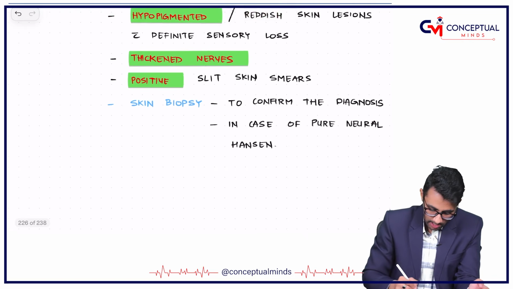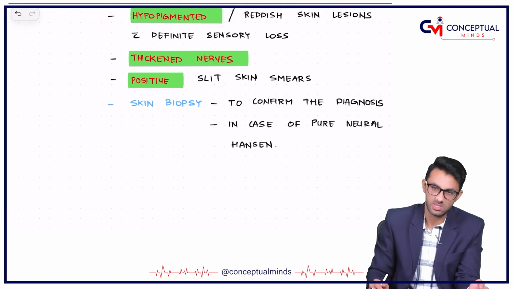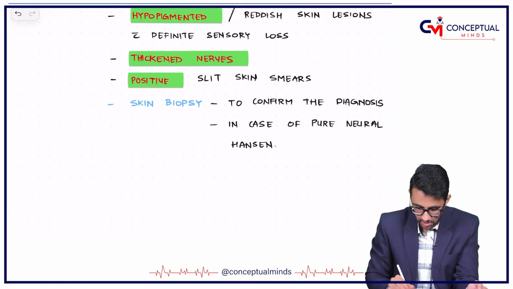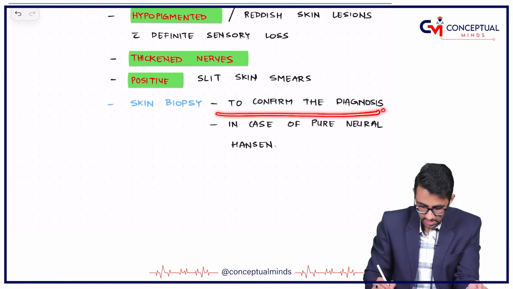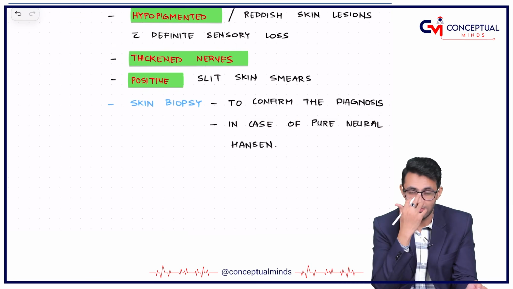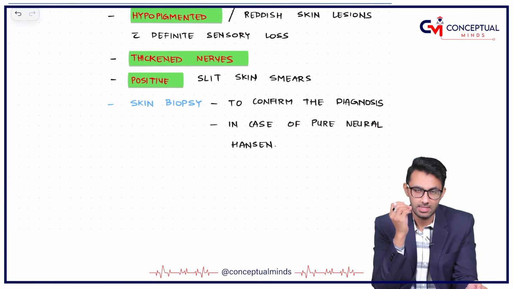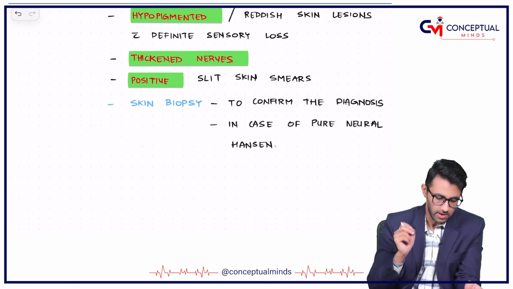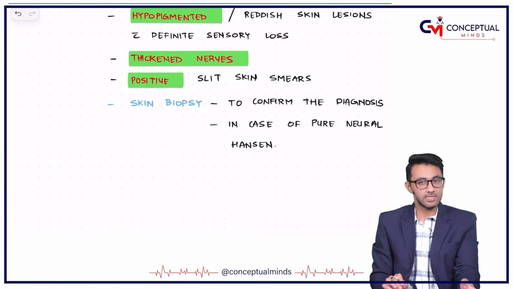And how can you comment about the skin biopsy? Yes, definitely we have to take biopsy to confirm the diagnosis. Yes, in case of pure neural Hansen's, in this what happens is the involvement is only about the nerves. Okay, alright, fine. Now let us go on to the investigation part.